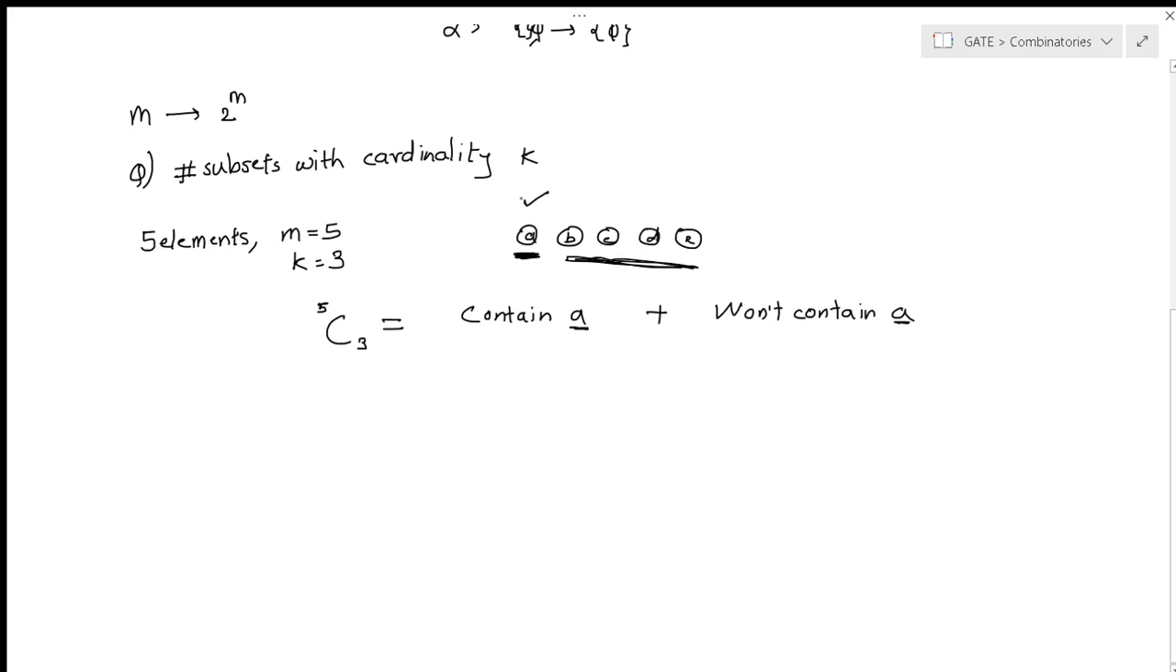Say I am 100% sure that I am going to take the element A. What my rest of the problem reduces to is that, amongst these left 4 elements, I need to choose only 2 elements, right? So this is what my problem reduces to. Among 4 elements I need to choose the 2 elements.